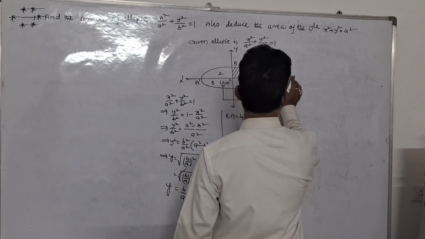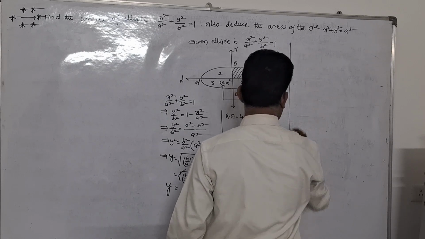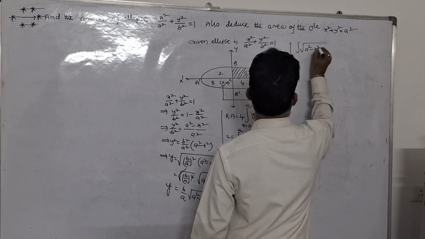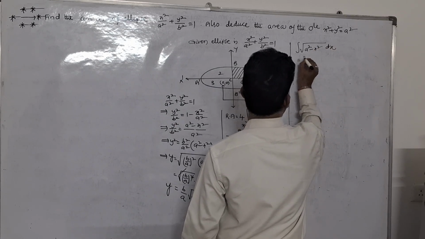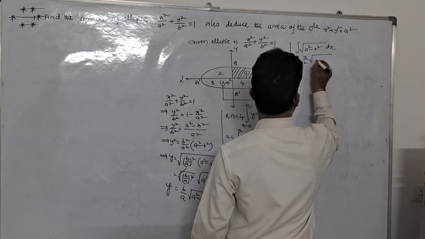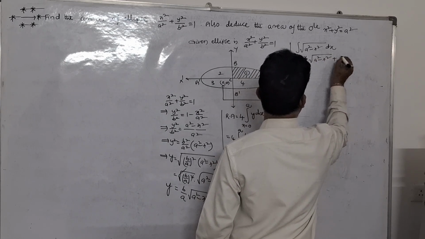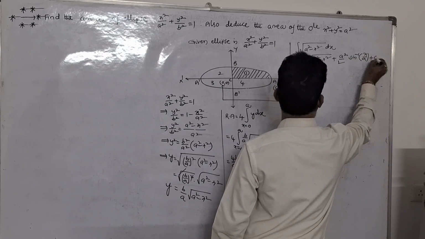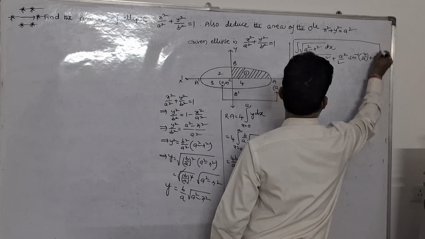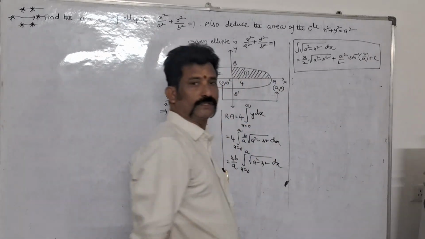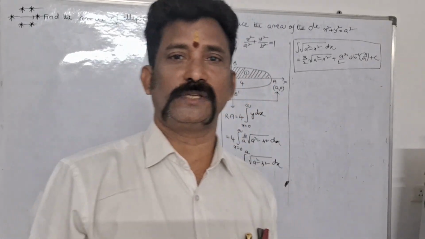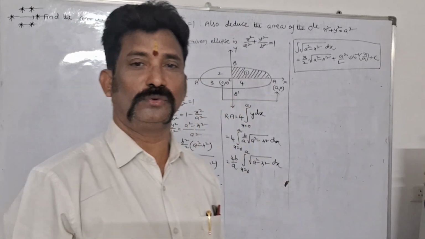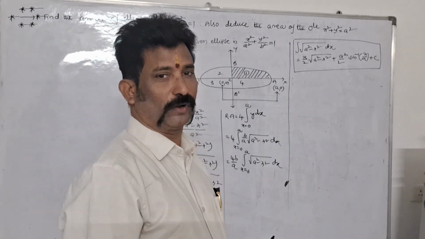Now we have the formula: integration of root over a square minus x square into dx is equal to x by 2 into root over a square minus x square plus a square by 2 into sin inverse of x by a, plus c. This is the formula. Integration of root over a square minus x square into dx is equal to x by 2 into root over a square minus x square plus a square by 2 into sin inverse of x by a. This is the formula, right?